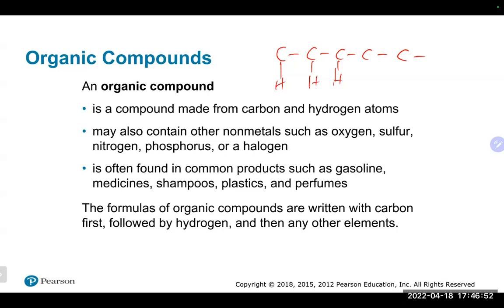The formulas of organic compounds are written with carbons first, followed by hydrogens, and then usually the other elements. And really that's because carbon and hydrogen make up the backbone of most organic compounds. So when you see a formula, oftentimes it's like C2H4O, something written like that, with carbon and hydrogen coming first. And then again, the other elements would follow.